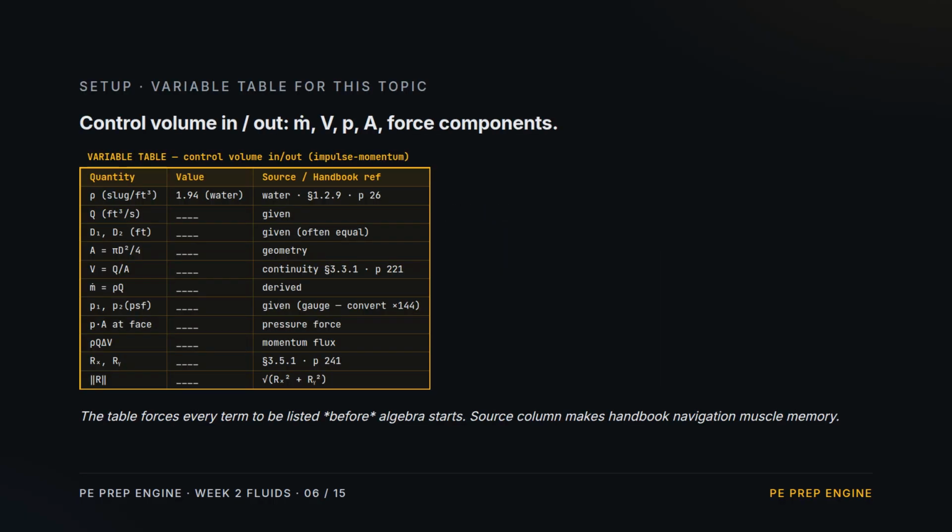The variable table for every impulse momentum problem: density, volumetric flow, inlet and outlet diameters, areas, velocities by continuity, mass flow as ρQ, the gauge pressures at each face. Convert PSI to pounds per square foot by multiplying by 144. Pressure times area at each face, the momentum flux term, ρQ delta V, and the x and y components of the anchor reaction. The resultant is the square root of the sum of squares.